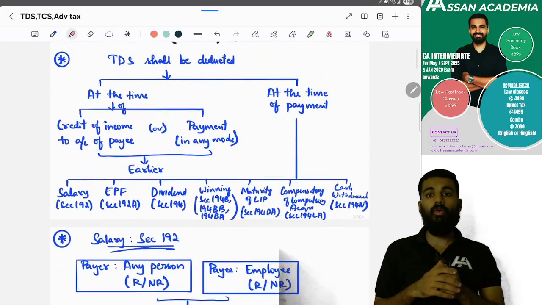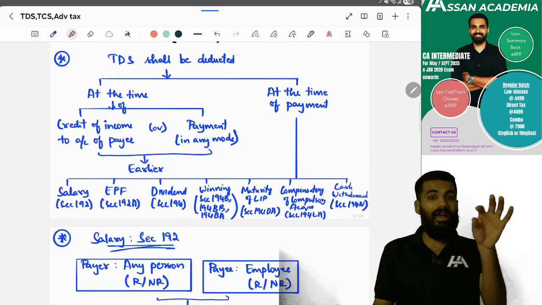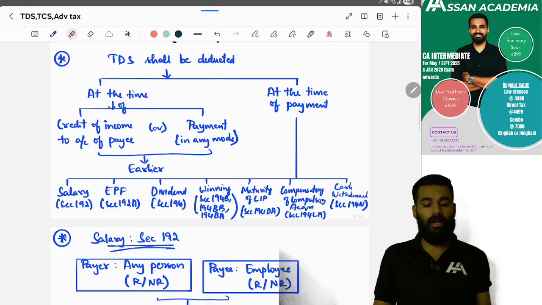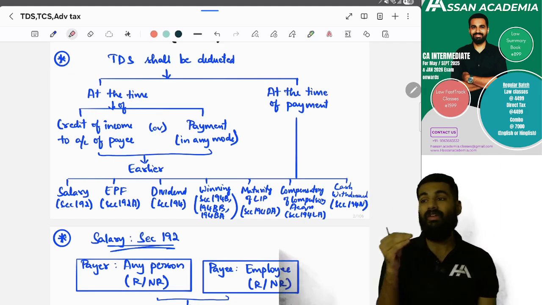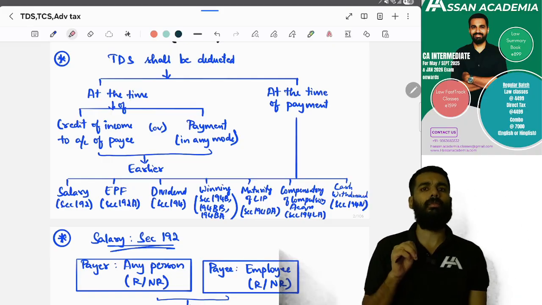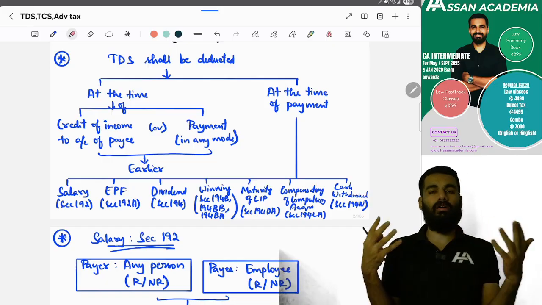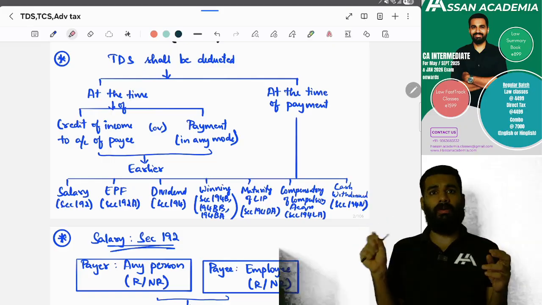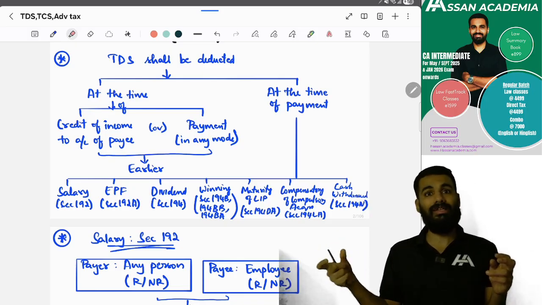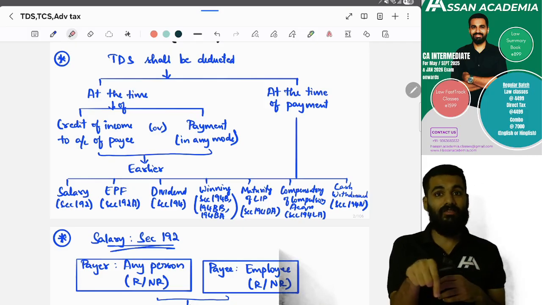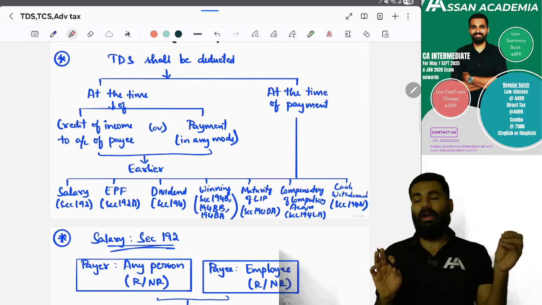So TDS, when will we deduct? TDS will be deducted either at the time of credit of income to the account of the payee, or when the payment is made, whichever is earlier. What is the credit of income to the account of the payee? It is the expenditure entry, where we debit the expenditure and credit the person instead of paying cash. So when you are entering the journal entry, or when we are making the payment, whichever is earlier, that's when you will deduct the TDS.